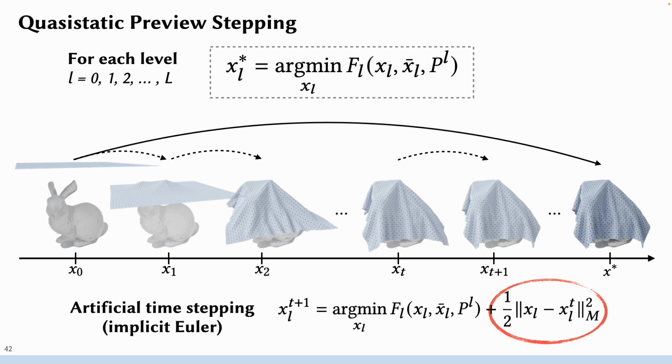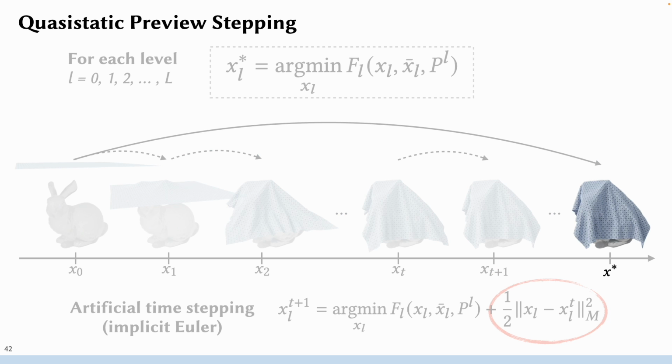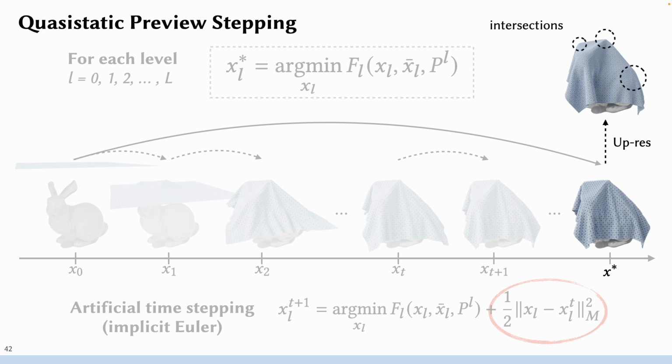Alright, so far we have both a well-defined proxy energy and an optimization strategy to minimize it. But we are still missing one important refinement step, which is to go from the current level to the next finer level and obtain a feasible initial state there. However, if you naively apply the prolongation operator to upsample the coarse geometry, it could potentially cause intersections and violate strain limiting constraints.